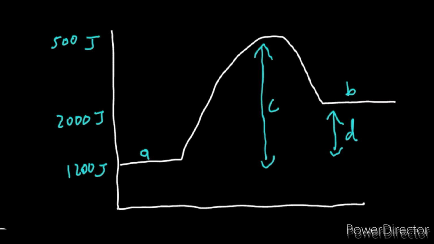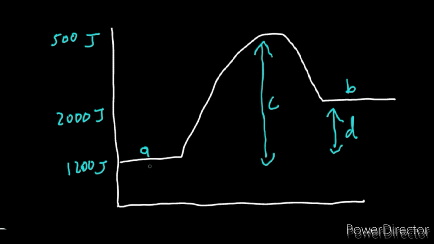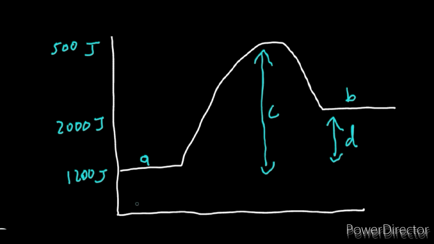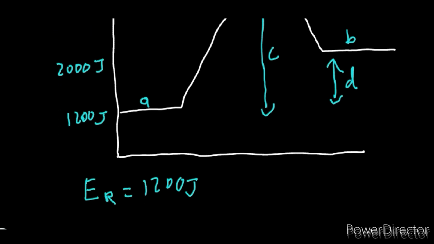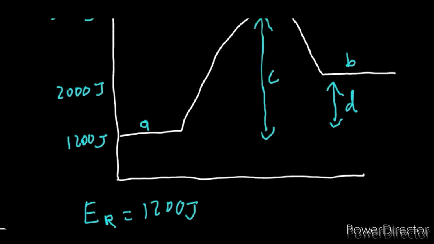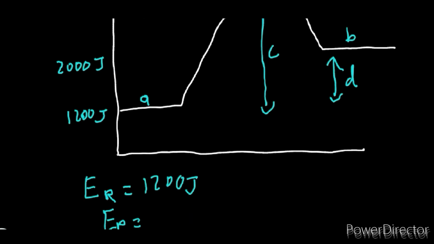Alright, let's attempt this speedily. Let's just say you're given this particular graph and you are told to mention the energy of the reactant. Which letter represents the energy of the reactant? Letter A represents the energy of the reactants, so the energy of the reactants is 1200 joules. The energy of the product is this portion, which is B, and it is equivalent to 2000 joules.